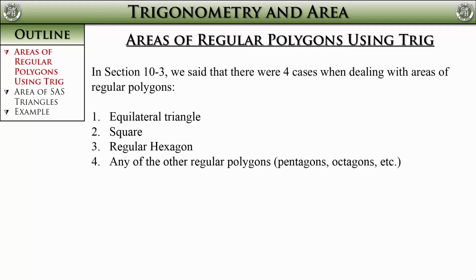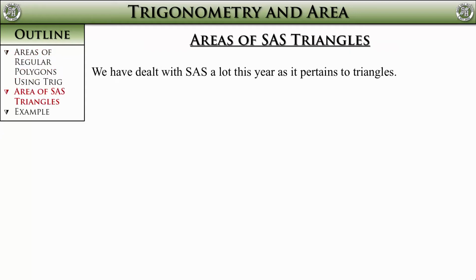I told you, and showed you, during section 10.3 that all of these polygons ended up with triangles where you're going to need to use SOHCAHTOA in order to solve them. This section's practice problems deal with this case. Expect to do many problems where you use SOHCAHTOA to help you find the areas of regular polygons that aren't triangles, squares, or hexagons. We have dealt with SAS a lot this year as it pertains to triangles.